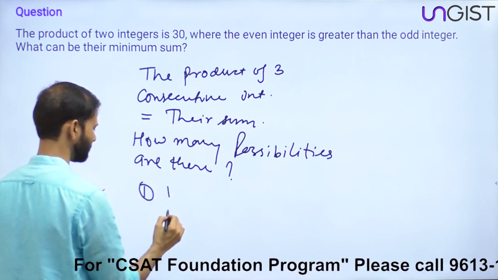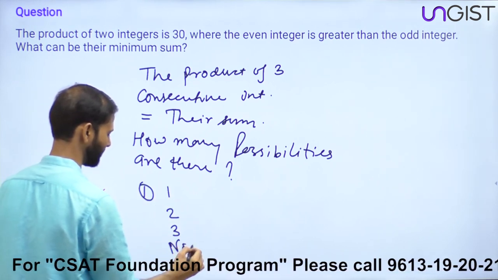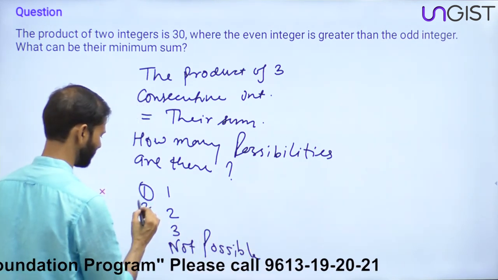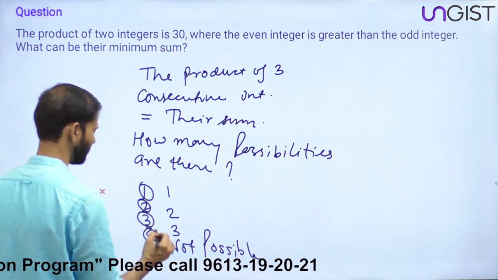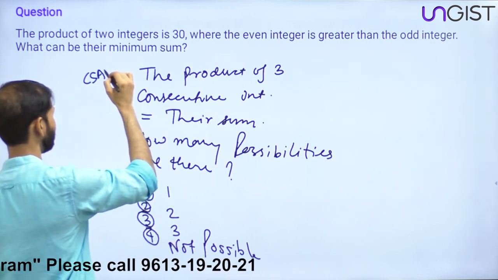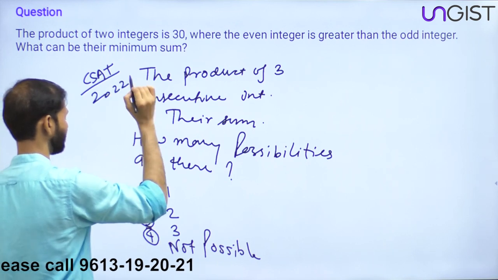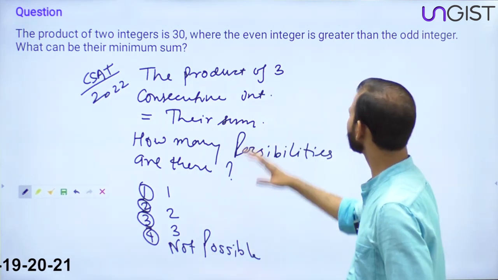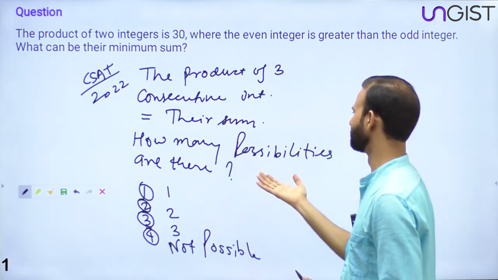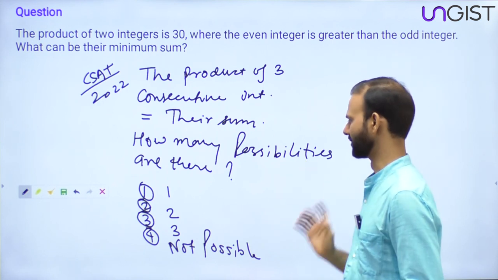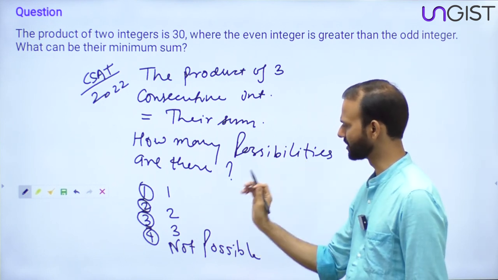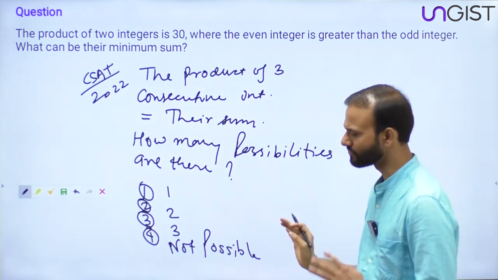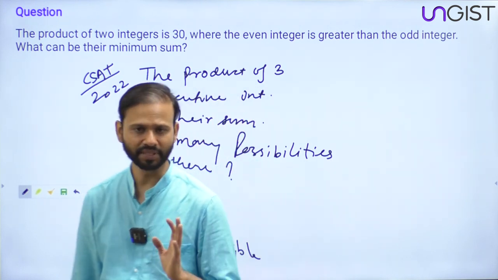The options were 1, 2, 3, and not possible. This is the question from CSAT 2022. Everybody, this was the question that came in the examination. The product of three consecutive integers is equal to their sum. How many such possibilities are there? Options are one possibility, two possibilities, three possibilities, and none of these. Not possible. Fine. This question was there in the paper.